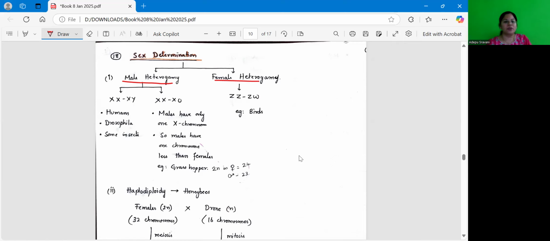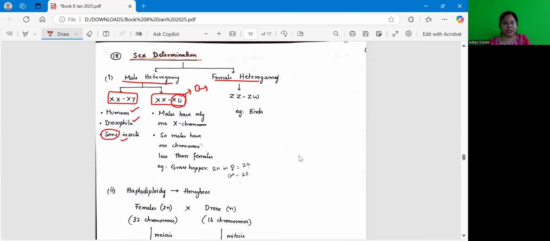All right. So here in male heterogamy, we have XX-XY type and XX-XO type. Here, XX and XY, examples: humans, Drosophila, and some insects. Please remember here we have some insects. Coming to XX and XO, here XO will be male, clear? And XX will be female. So whenever gametes are produced, both the gametes will be X.